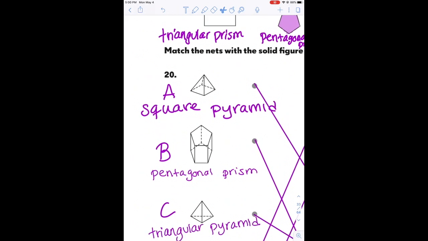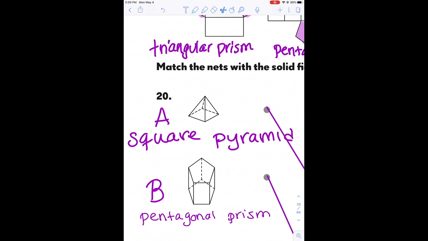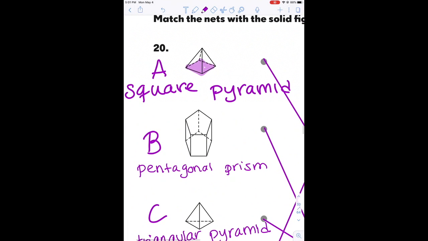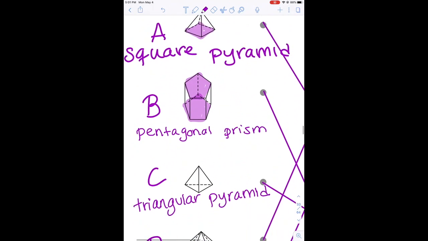So in order for something to be a pyramid, it has to have one base, and then the rest of the sides are triangles. The base of this one is a square, so that's why it starts with the word square. And then all the other sides are triangles. That's why it's a pyramid instead of a prism. For B, it's a prism because it has two bases. And the reason that it starts with the word pentagonal is because the bases are pentagons. The rest of the sides are rectangles, and that's what makes it a prism.